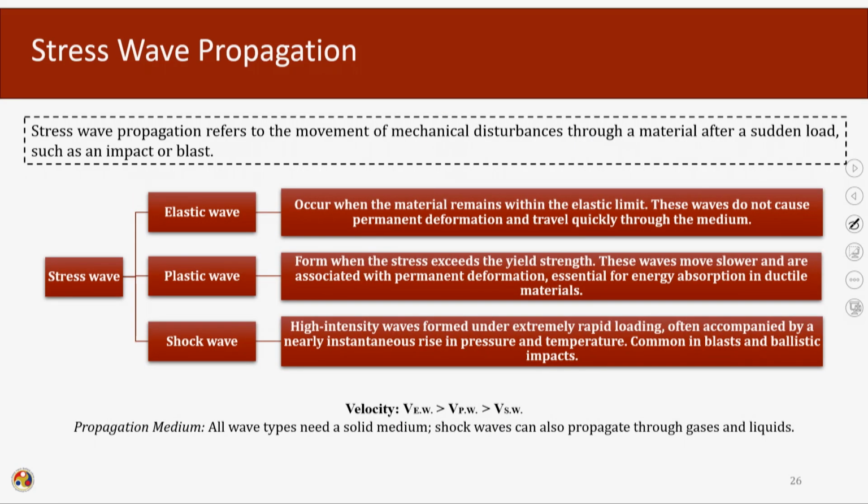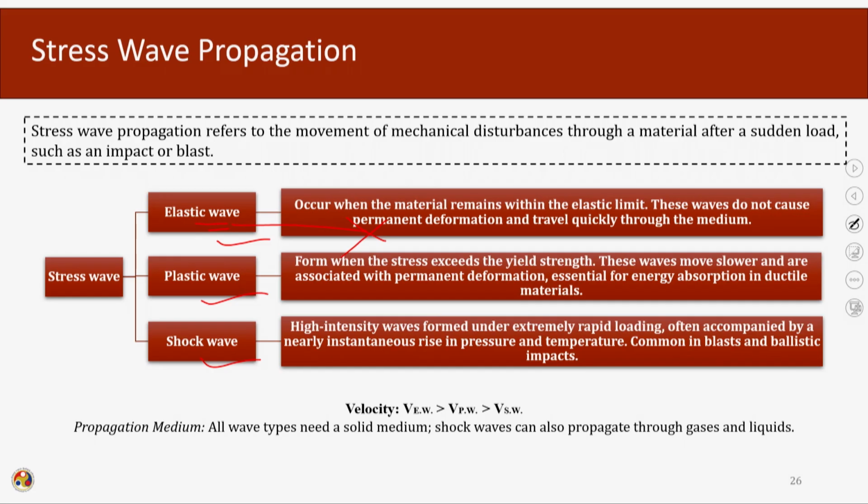So, stress waves: there are elastic waves, there are plastic waves, and there are shock waves. The elastic waves occur when the material remains within the elastic limit. The entire system has to remain within the elastic limit. This wave does not cause any permanent deformation; as the name suggests, it is an elastic wave. So, there will not be any permanent deformation and they travel quickly throughout the medium.